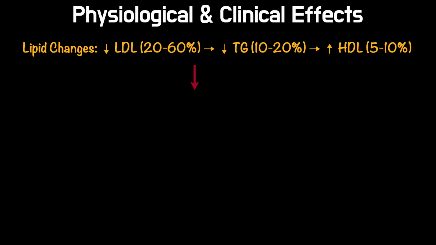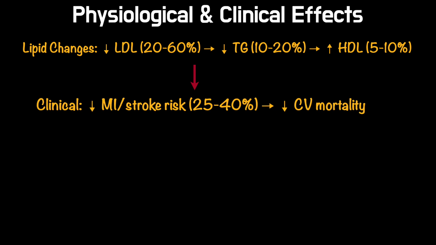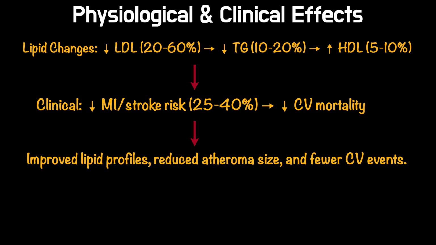And clinically, they decrease the risk of MI and stroke by about 25 to 40 percent and also decrease the risk of cardiovascular mortality, and they improve lipid profiles and reduce atheroma size. Atheroma is a plaque in a blood vessel that causes thrombosis-type lesions and leads to fewer cardiovascular events.